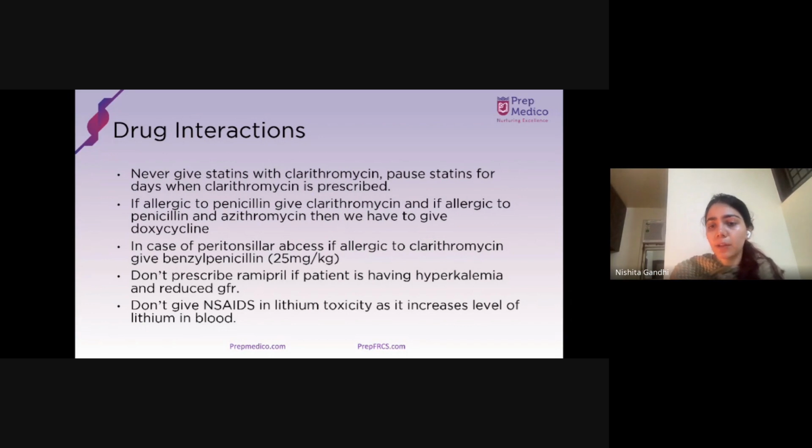Prescribe amoxicillin. Or prescribe clarithromycin, and in the next point it will be given that the patient is allergic to clarithromycin. Then how will you deal with that kind of situation? At that point of time, you'll remember this thing. Okay, so this was taught to us. Whenever a patient is allergic to clarithromycin and has a peritonsillar abscess, we have to give benzyl penicillin. And the dose is 25 milligram per kg. But it's fine if you don't remember 25 mg per kg because you can always see it in BNF.